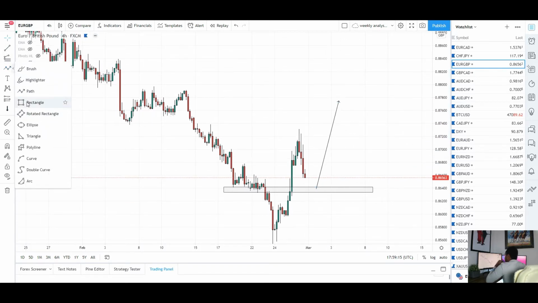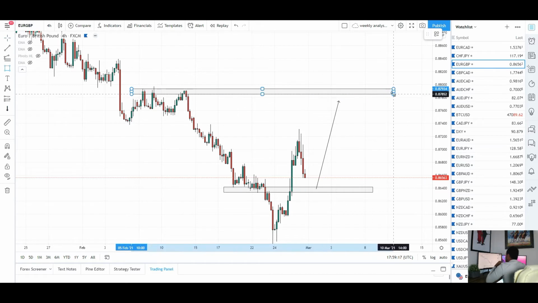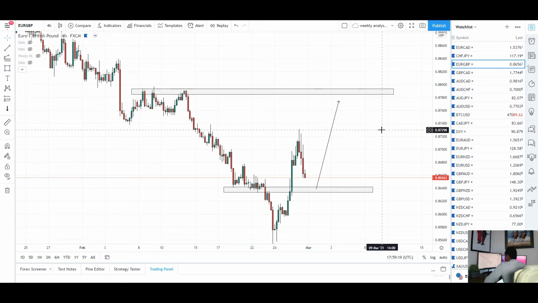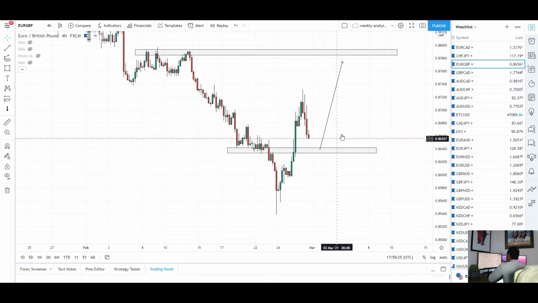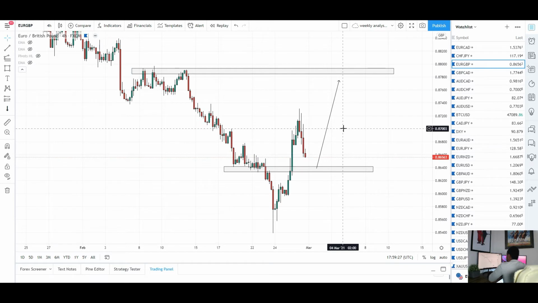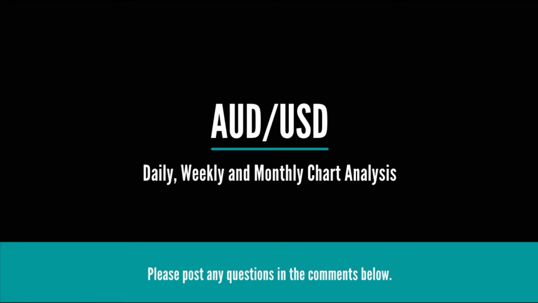This was kind of like a last major swing high here in the 4H, so that's where I'll be looking to target for Euro GBP. But biases to the upside for Euro GBP, as long as we do respect that level, I think we could be seeing a nice push to the upside all the way up to 0.87800 area. Okay, so up next we've got AUD USD.